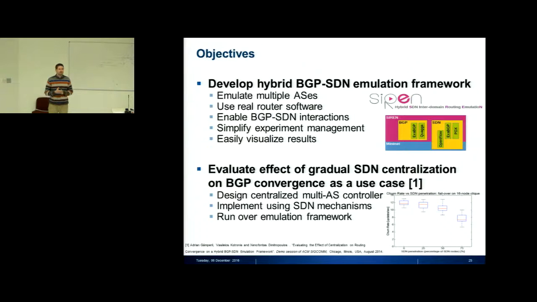And a driving use case for building this platform has been the model of routing outsourcing that I talked about. So, as an example of what you can do with Siren, you could build clusters of autonomous systems that are managed by a centralized controller that communicates with OpenFlow with the autonomous systems. At the same time, these clusters use BGP to speak with other autonomous systems that run Quagga, a classical BGP router.